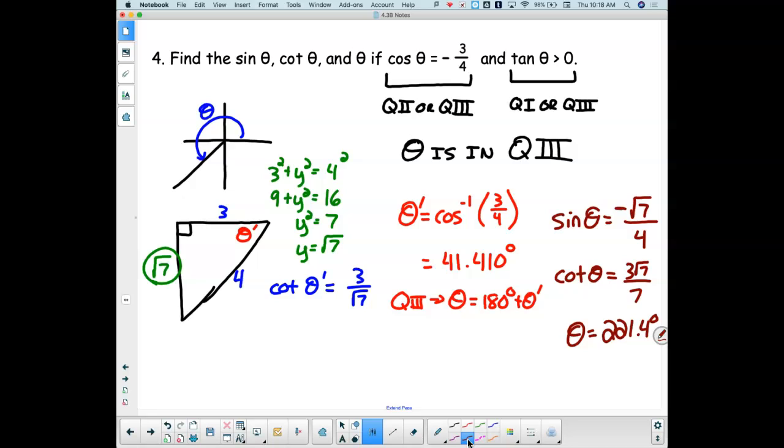Wait, I did not get the same. If you do tangent. Oh, I did it wrong. You did cotangent. I did cotangent. Yeah. Okay, yep, I just lost.